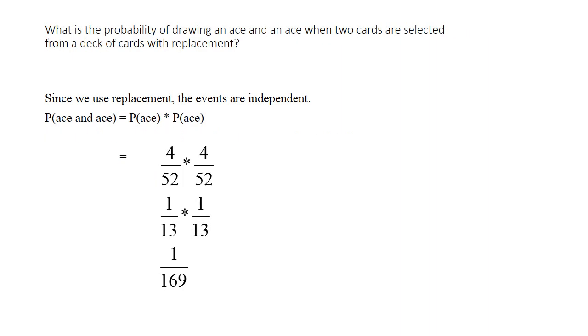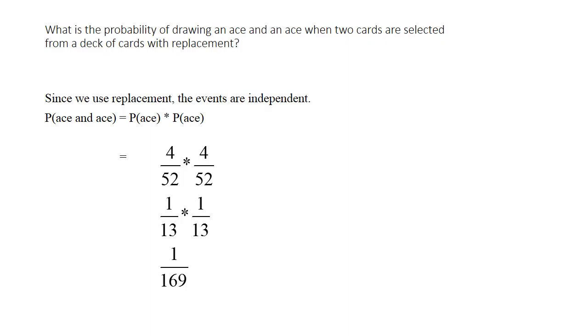Question number 6 is an AND problem, and with AND we use the multiplication rule. Since we are using replacement, the events are independent, so the probability of drawing an ace, replacing that card, and then drawing another ace is equal to the probability of an ace times the probability of an ace. The probability of selecting an ace is 4 out of 52 times the probability of drawing an ace again, which is also 4 out of 52. That will reduce to 1 over 13 times 1 over 13, which is 1 over 169.